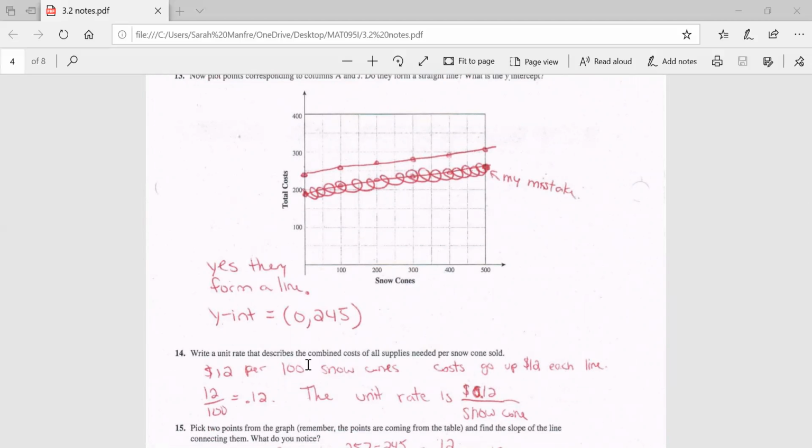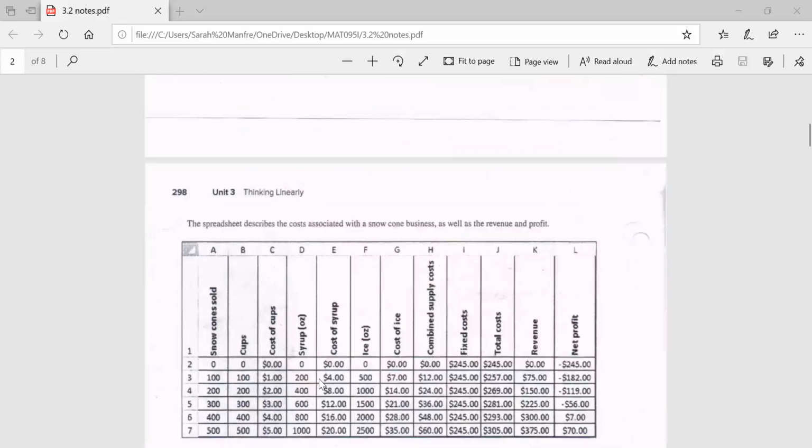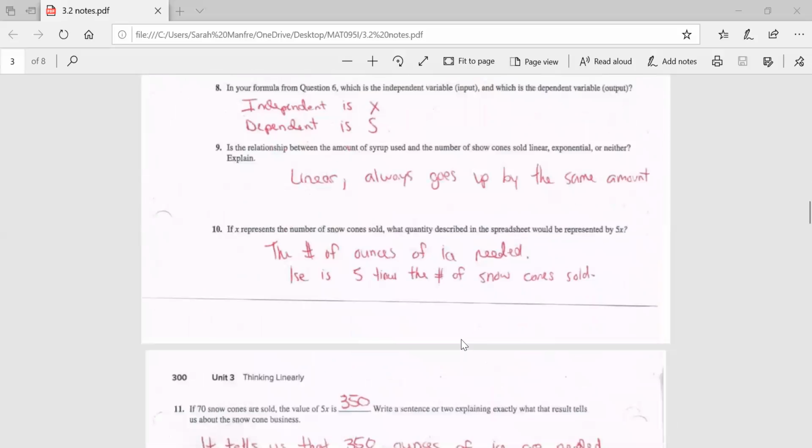So to find the unit rate, remember unit rate is the same thing as slope, okay? So we're kind of calculating that. So it says $12 per 100 snow cones. The costs go up $12 each time, right? And where does that come from? If I go back up to the chart, 245 plus 12 is 257. 257 plus 12 is 269. 269 plus 12 is 281, and so on. All right, so that's where this comes from.